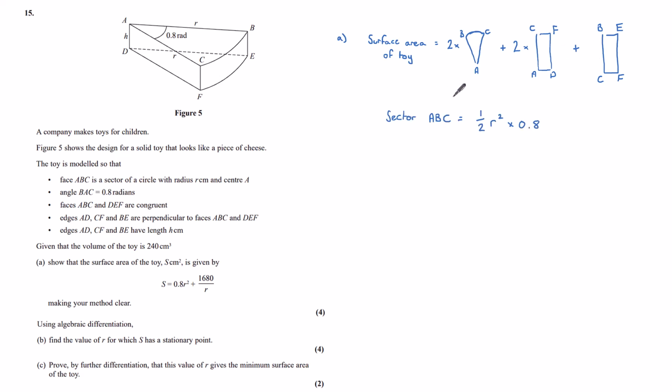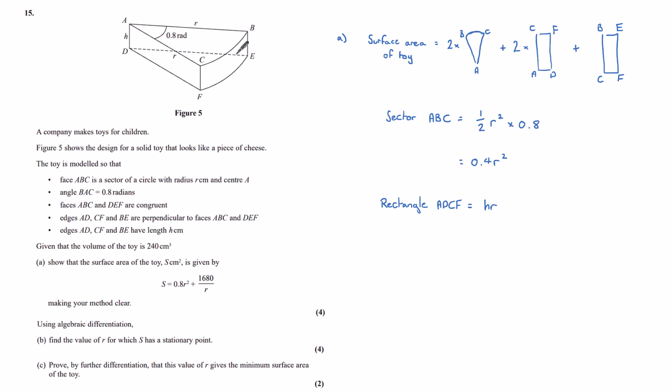And so what I want to do is write down the formula for each of these faces. The sector area ABC is half R squared theta, and theta in this case is 0.8. So simplifying this, my sector areas are 0.4R². My rectangular faces on the front and back here are the height times the radius. That's just length times width of a rectangle. And I've got 2 of those.